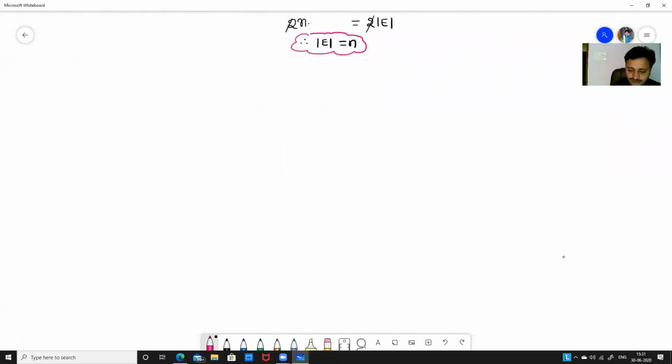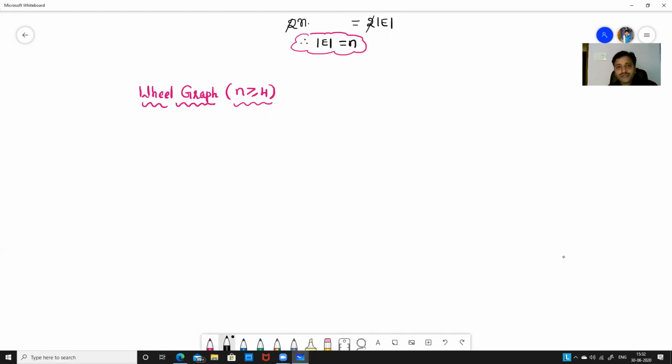Next definition is the wheel graph. To define a wheel graph, the number of vertices must be greater than or equal to 4. Then only a wheel graph can be defined. The wheel graph of n vertices is denoted by Wn.